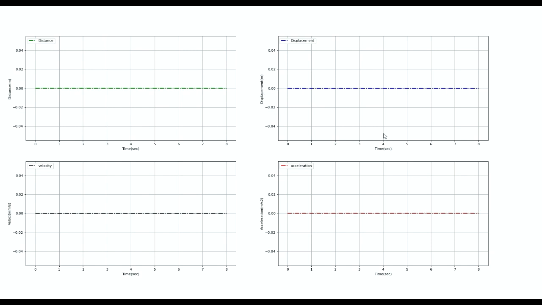This is a displacement time graph. Velocity time graph, it's a line on the x-axis again. We can see it's on 0. And when it comes to the acceleration time graph, it's a line on the x-axis. The acceleration is equal to 0. So this is a case wherein the object is at the origin.